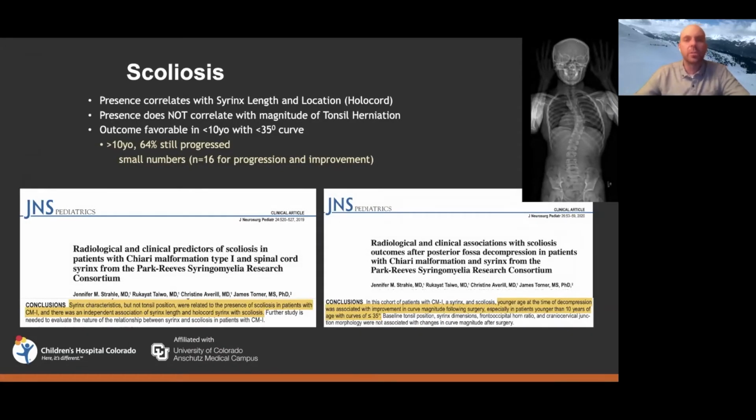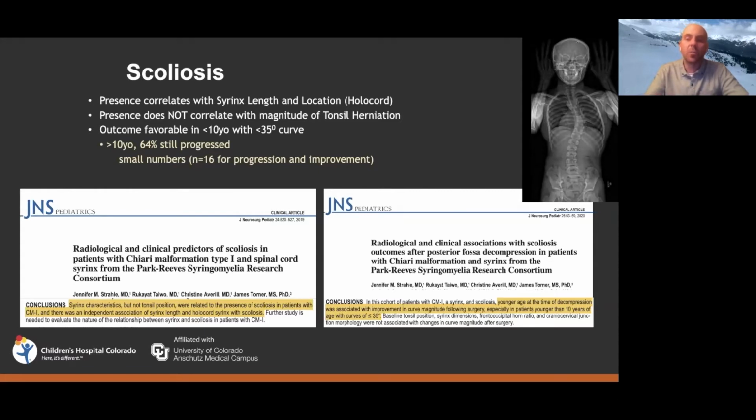Similarly, with regard to scoliosis, there's been a lot of good data that has come out recently, and you'll see throughout the talk that the Park-Reeves Syringomyelia Research Consortium is a 40+ center group that's been around for almost 10 years now, and has gathered both retrospective and increasingly prospective data to try to really dive deep into Chiari management, symptomatology, any aspect of Chiari with syringomyelia that you can think of. So patients who don't have a syrinx don't qualify for this registry and studies that this consortium does. But anyone who does have a syrinx does qualify.